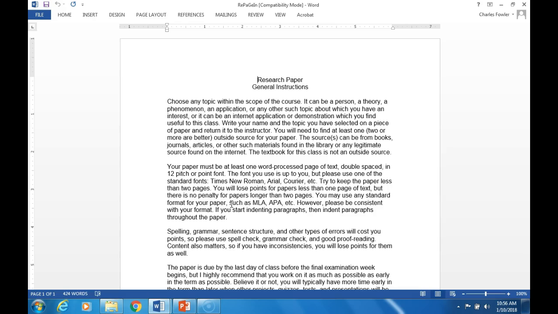Now, I said at least one page of text. Try to keep it less than 2 pages if you can. But I don't want to stifle your creativity and interest. If you get a subject and you just find it really fascinating and you go more than 2 pages, you're not going to lose points for being too long. You will lose points if it's less than that 1 page of text, but the only reason I say try to keep it less than 2, I don't want it to be that big of a burden to you. Something you can knock out pretty quickly and do a good job on.